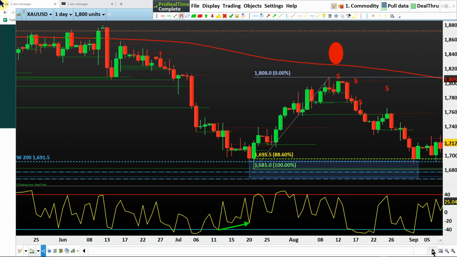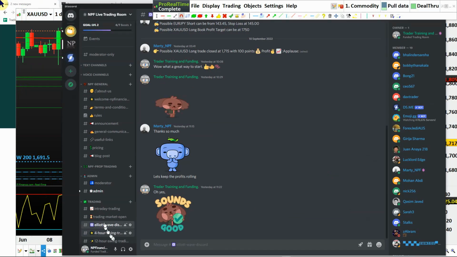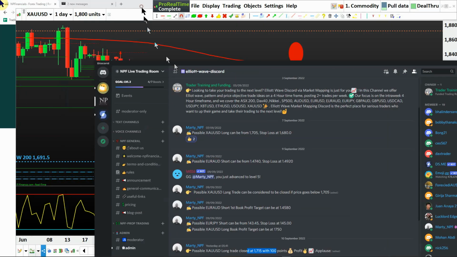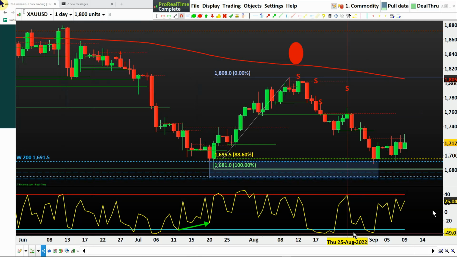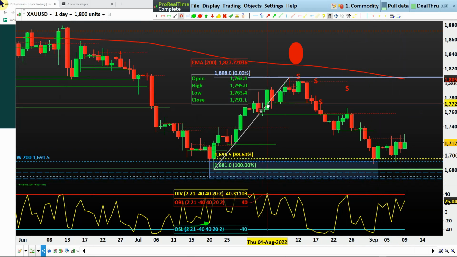But Marty gave a call at 1605 in our Elliott wave on the 7th of September. Long 1705, and then he closed the trade at 1715 with 100 points. Fantastic, brilliant. So he closed that here. So now coming back, I know that it is taking a little bit of time, but it needs to take that much time to know bar by bar.